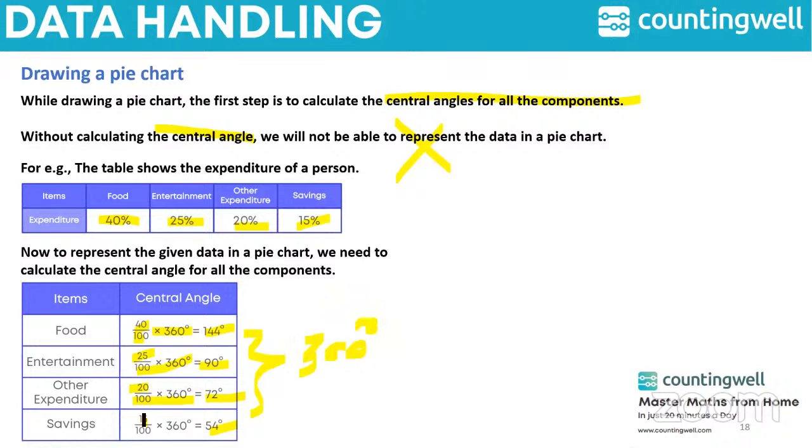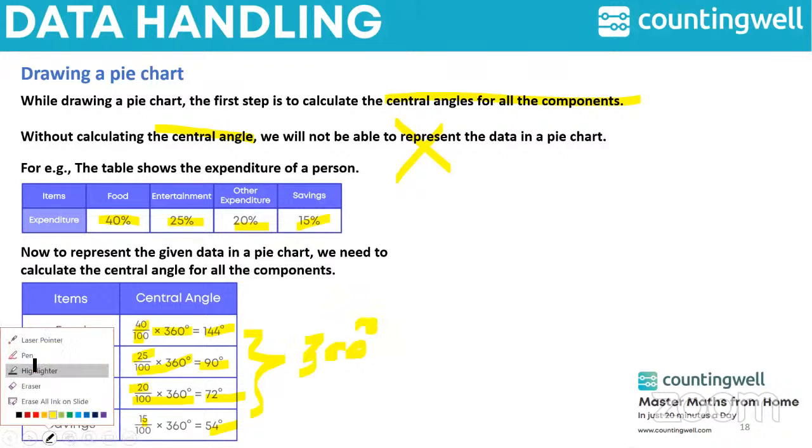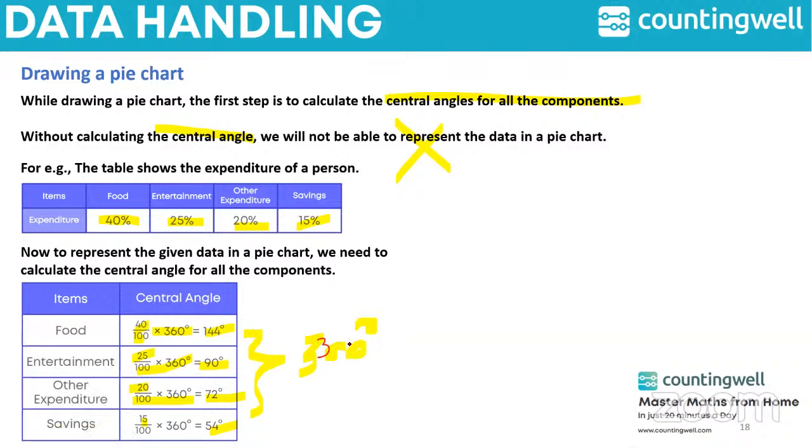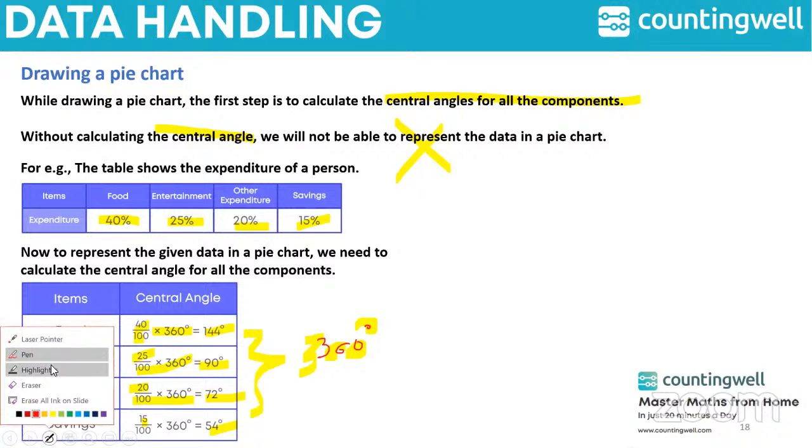So in this way, you can draw a circle. Your data should be represented by a circle, called a pie chart.